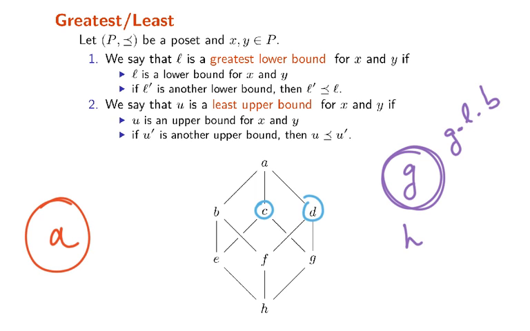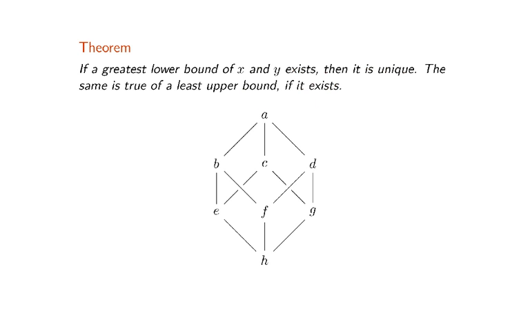So even if there are maybe many lower bounds and many upper bounds, when we talk about the greatest or the least, then it's going to be only one. So we have a theorem that says that if a greatest lower bound of x and y exists, then it is unique. And the same is true for the least upper bound. So in case that exists, it will be unique.